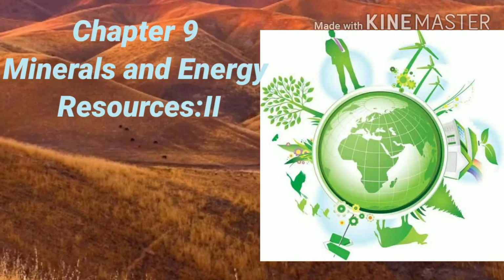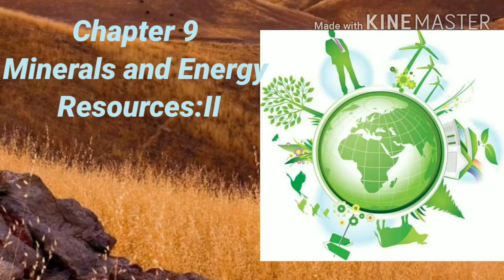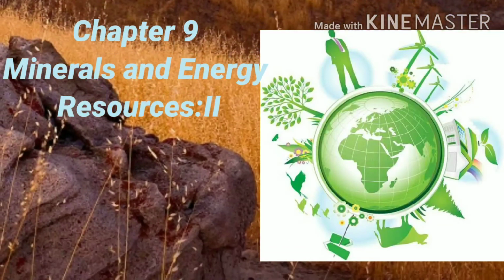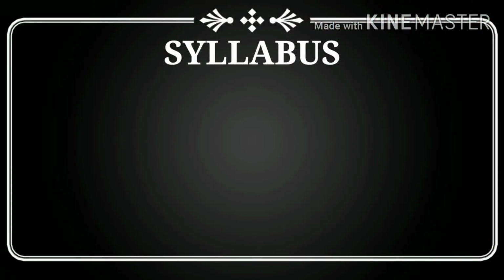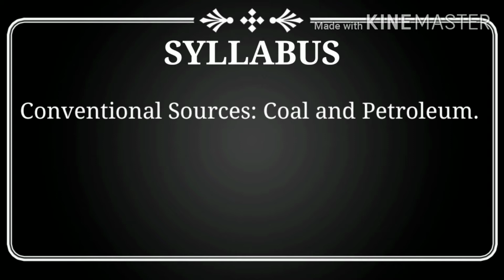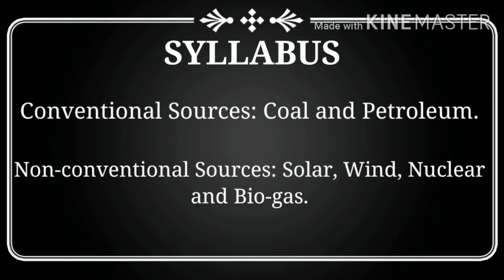Students, this is Chapter 9, Minerals and Energy Resources Part 2. We are going to discuss conventional sources, coal and petroleum, its distribution, advantages and disadvantages. Non-conventional sources such as solar, wind, nuclear and biogas, its generation and advantages.